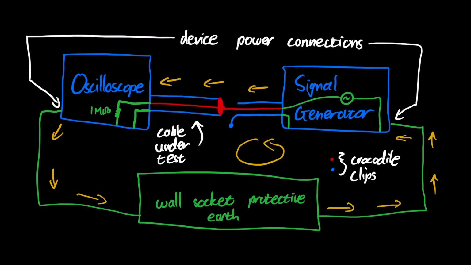Note that if the cable under test were to have a perfect transfer impedance, then no voltage would be induced across the cable and no waveform would appear on the oscilloscope screen.